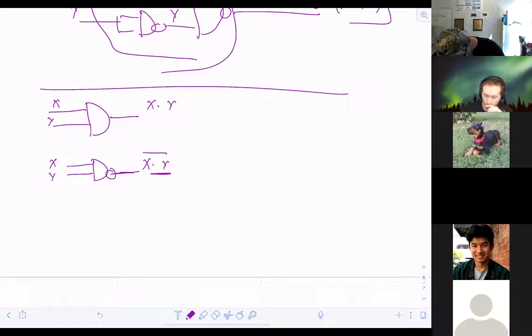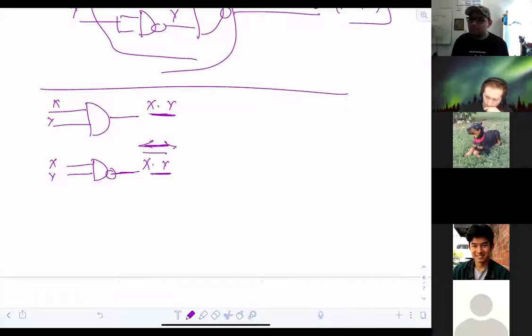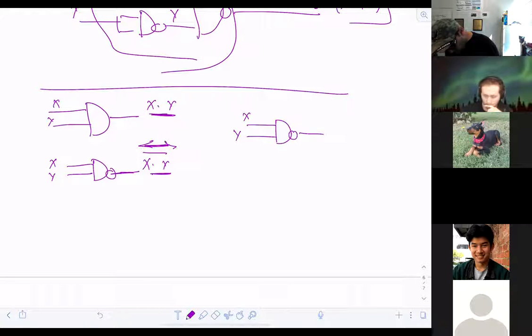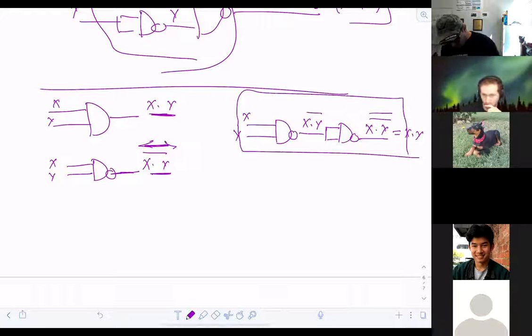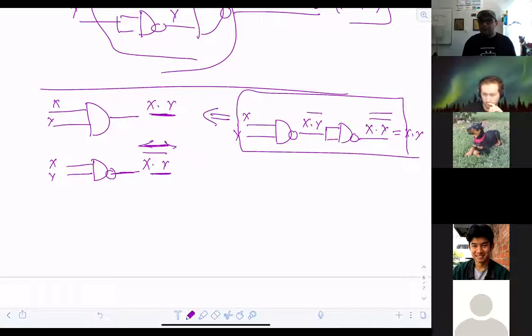So if I want this to be equivalent to this, I have to add an extra NOT gate here to make it XY. Make sense? And we know that I already built a NOT gate from the NAND gate. So pretty much I can just say: XY complement, and then NAND to be XY complement, which is basically XY. This is the equivalent of using NAND gates for building an AND gate. So far, so good.